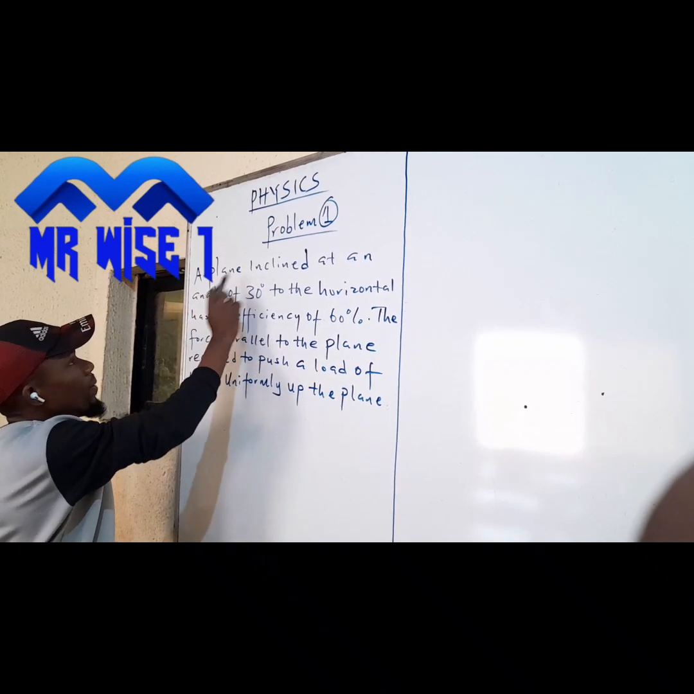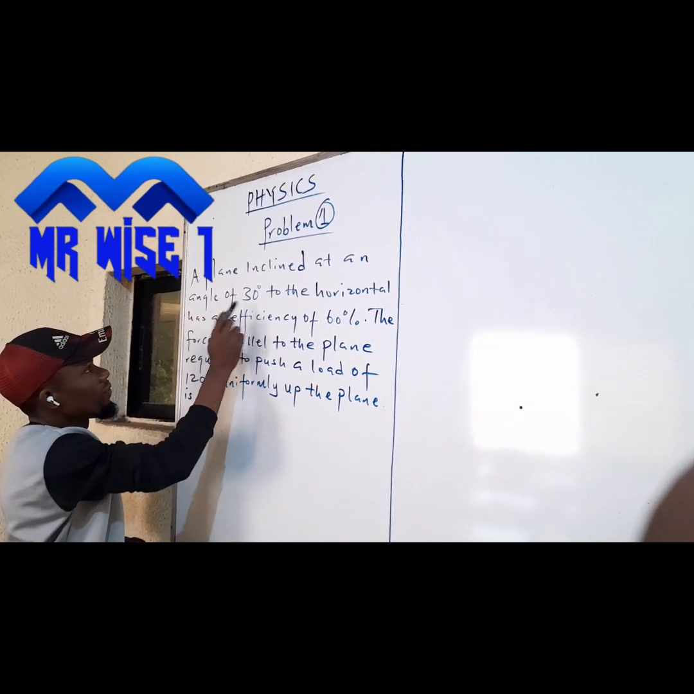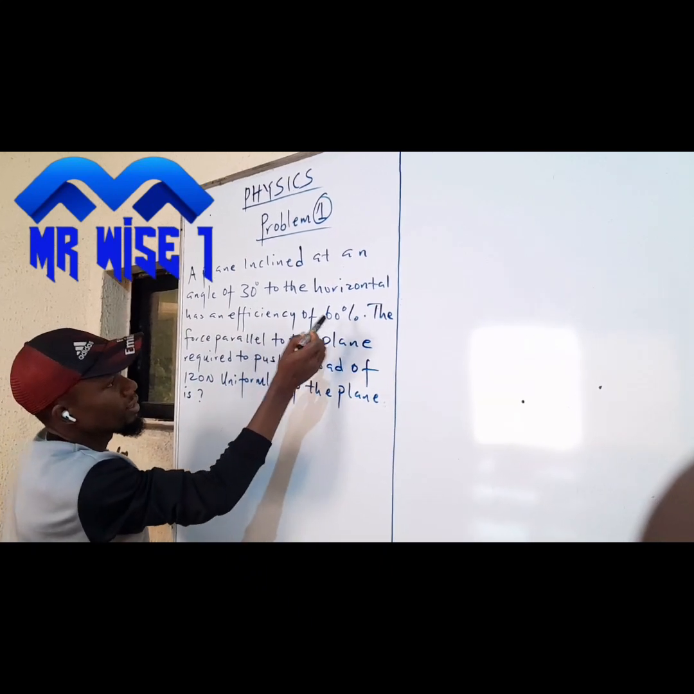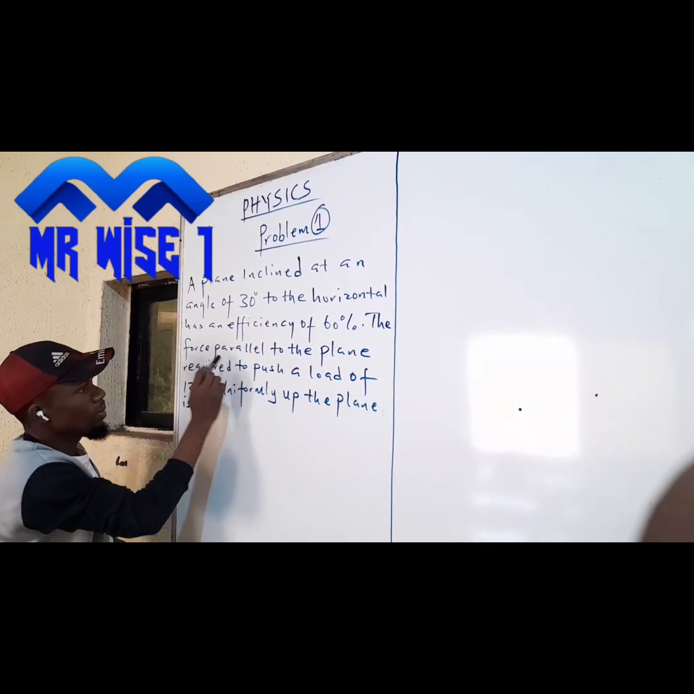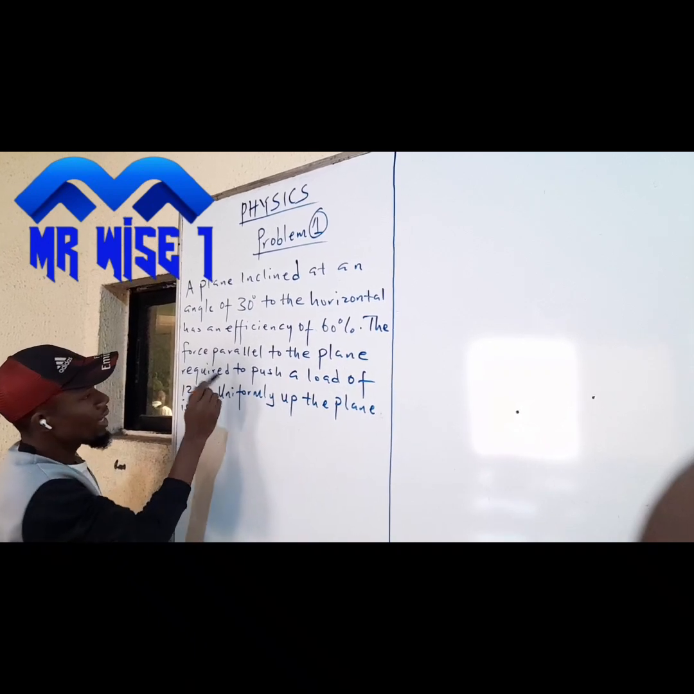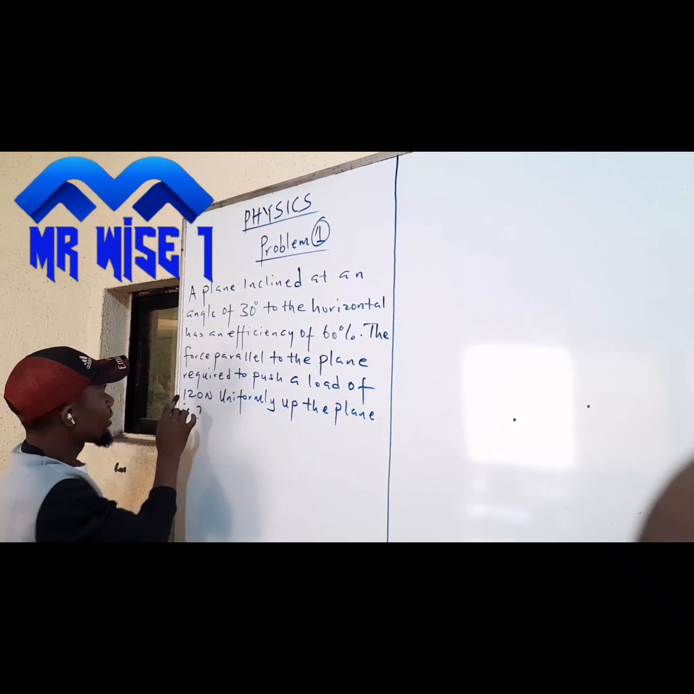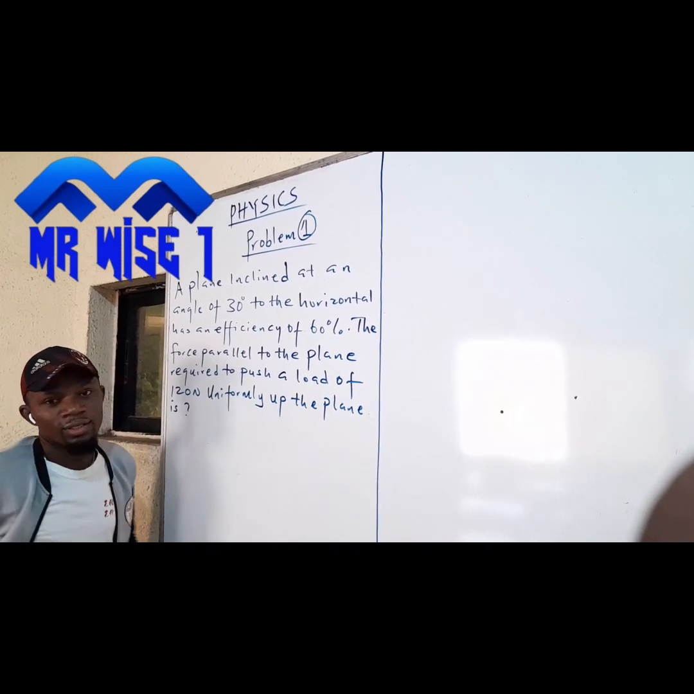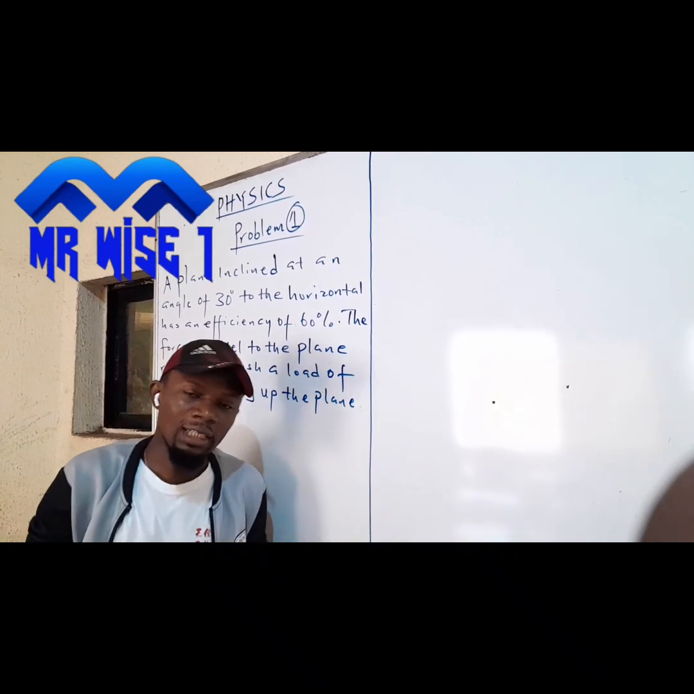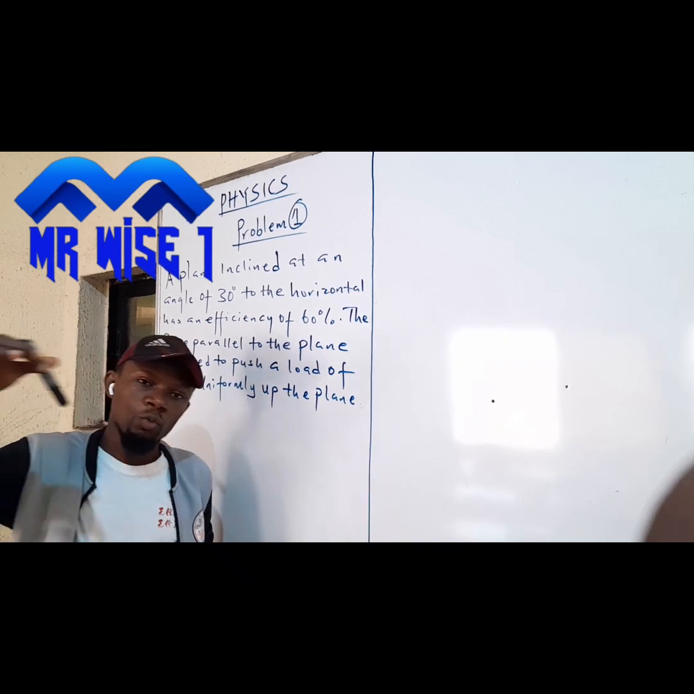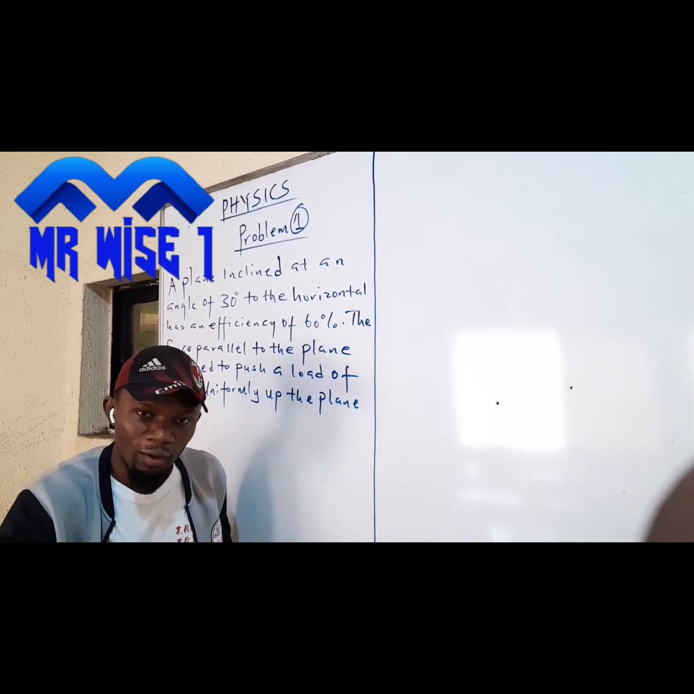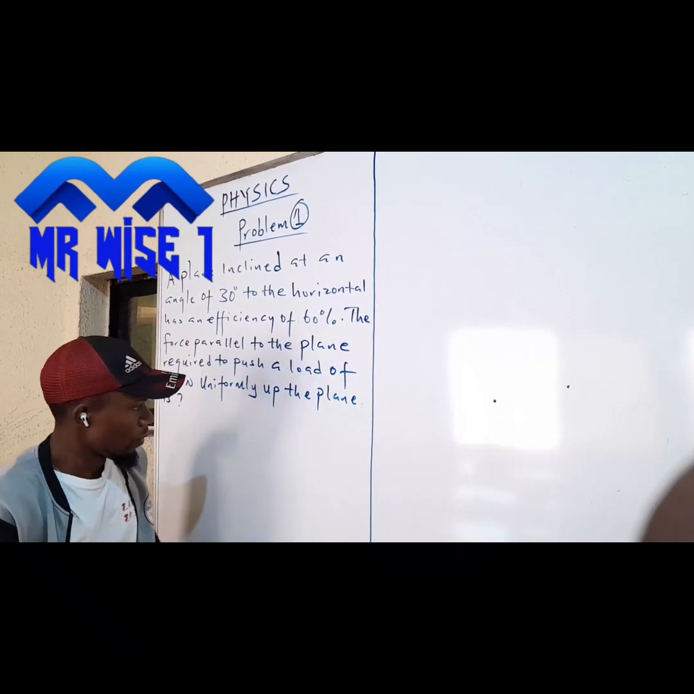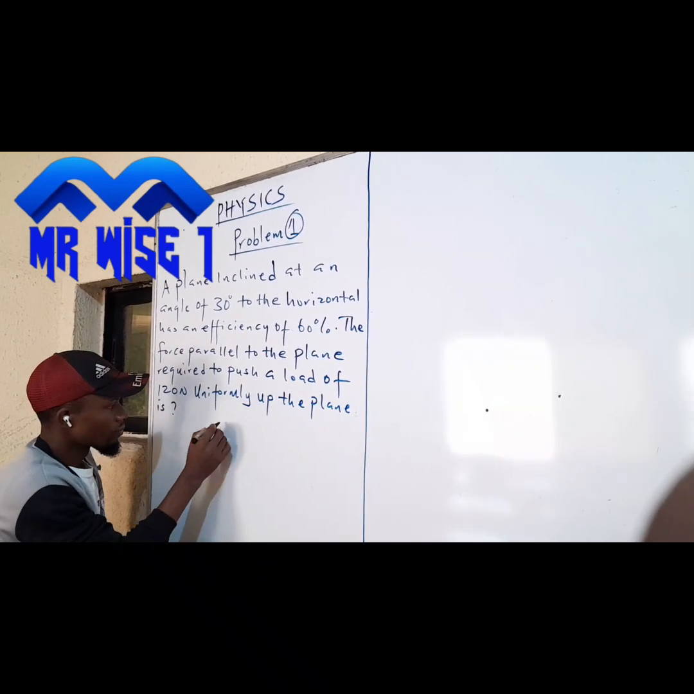A plane inclined at an angle of 30 degrees to the horizontal has an efficiency of 60%. The force parallel to the plane required to push a load of 120 Newton uniformly up the plane is what? So they are asking us to look for the force that is parallel to the plane that will be required to push the load upward. What is that force? That force is the effort. Okay, so let's proceed.